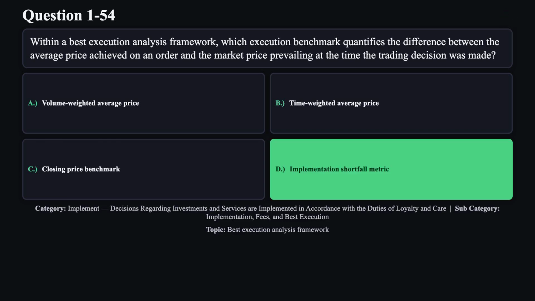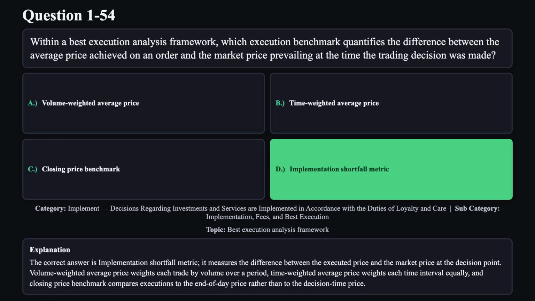The correct answer is D. The correct answer is implementation shortfall metric. It measures the difference between the executed price and the market price at the decision point. Volume-weighted average price weights each trade by volume over a period. Time-weighted average price weights each time interval equally. And closing price benchmark compares executions to the end-of-day price rather than to the decision time price.